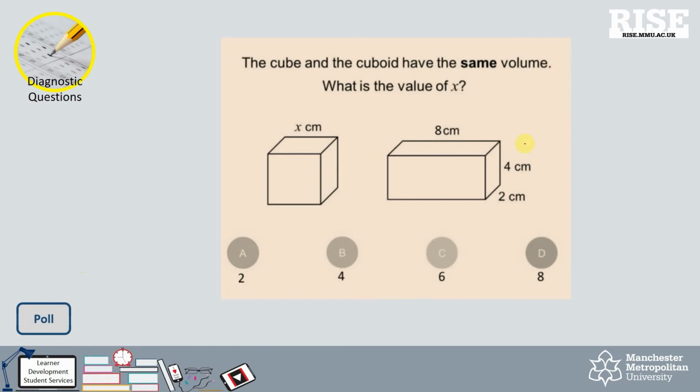I can work out the volume of that. That would be 8 by 4 by 2. That gives me a total volume of 64 centimetres cubed. Well, 64 is a cube number.